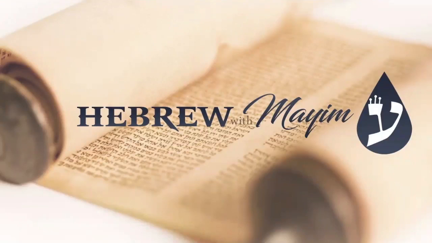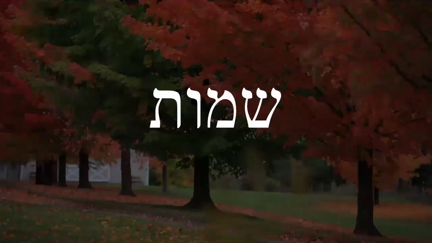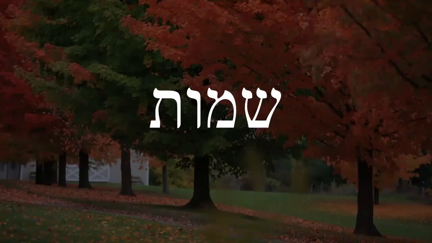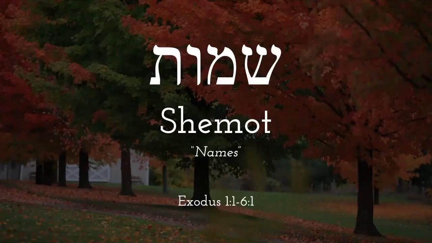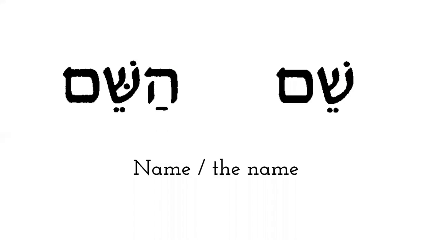In this video, we are going to be learning the first Torah portion for the book of Exodus. The book of Exodus in Hebrew is called Shemot, and this is also the name of the Torah portion. Shemot means names. It's a plural form of the word for name, Shem. It's found in Exodus chapter 1, verse 1 through chapter 6, verse 1.